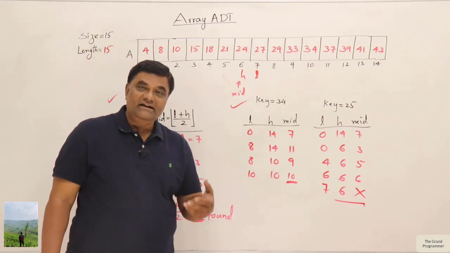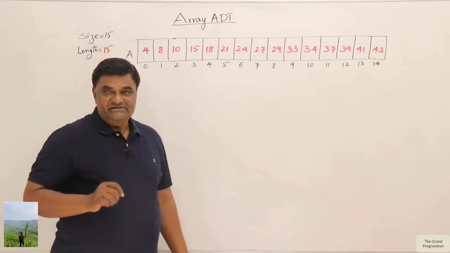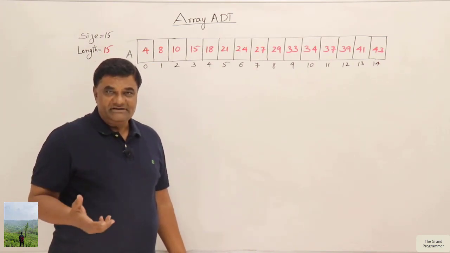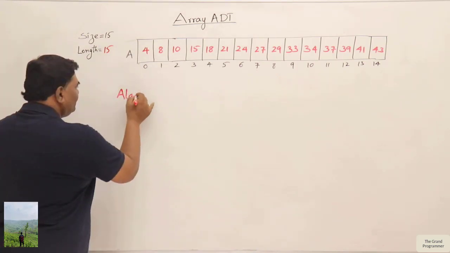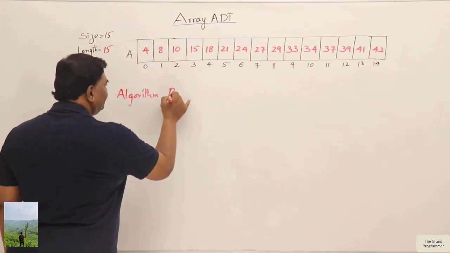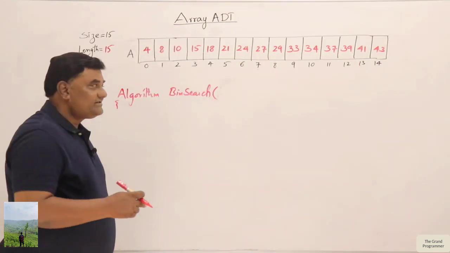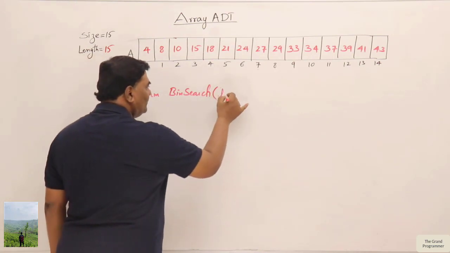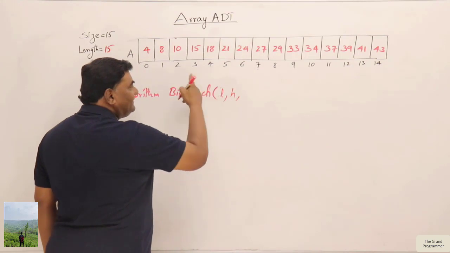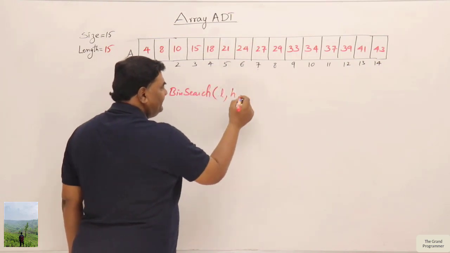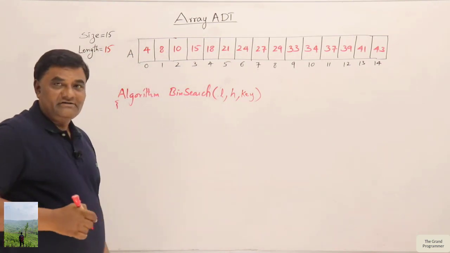Now let us write the algorithm for this one. So I will write the algorithm for binary search. The syntax may be more like C++ syntax, but I am writing pseudocode. Algorithm binary search. So what are the parameters it needs? It needs 3 parameters: low, high, and the key value that we are searching. So this is key. These were the parameters.